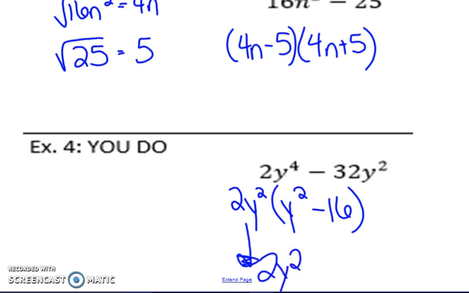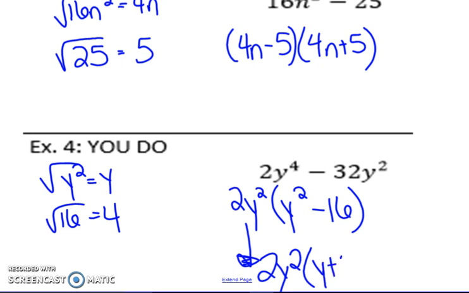Well, now I have perfect squares for both terms, and it is subtraction, so I'm going to take the square root of y squared and the square root of 16. That gives me y and gives me 4, so my final answer becomes y plus 4 and y minus 4.